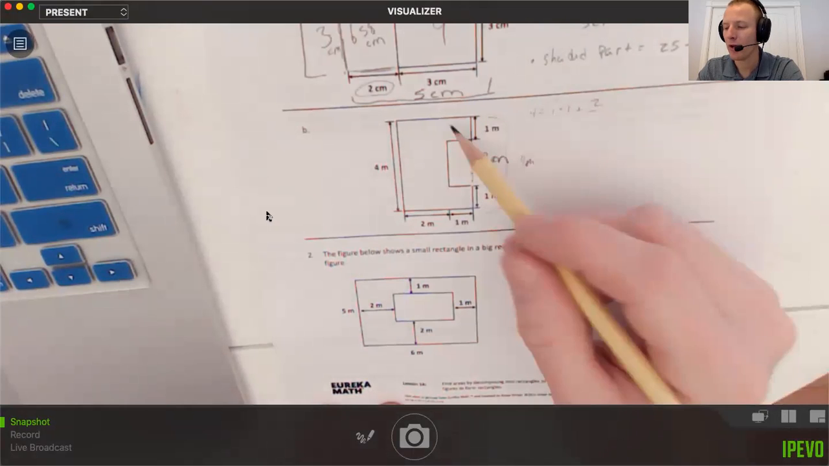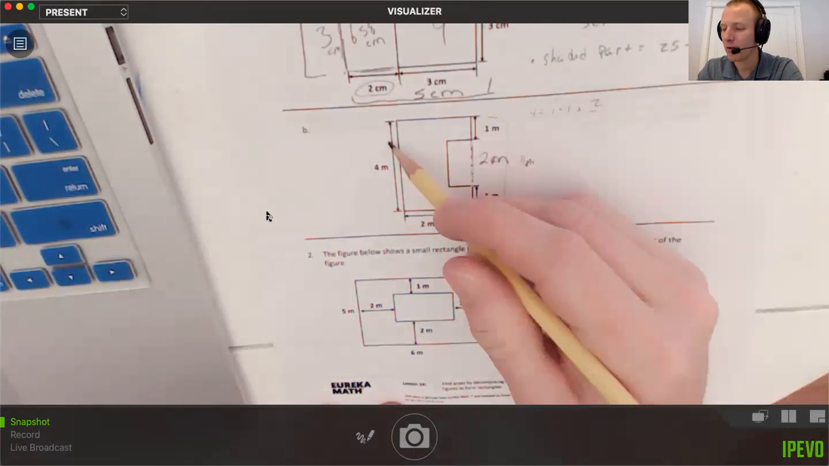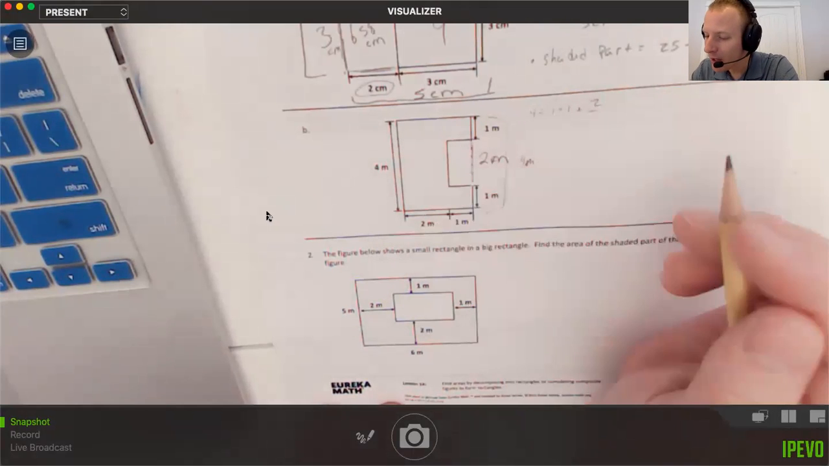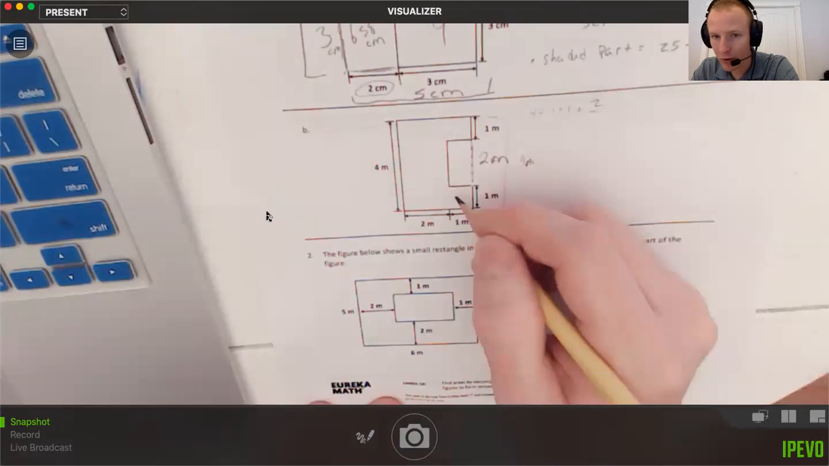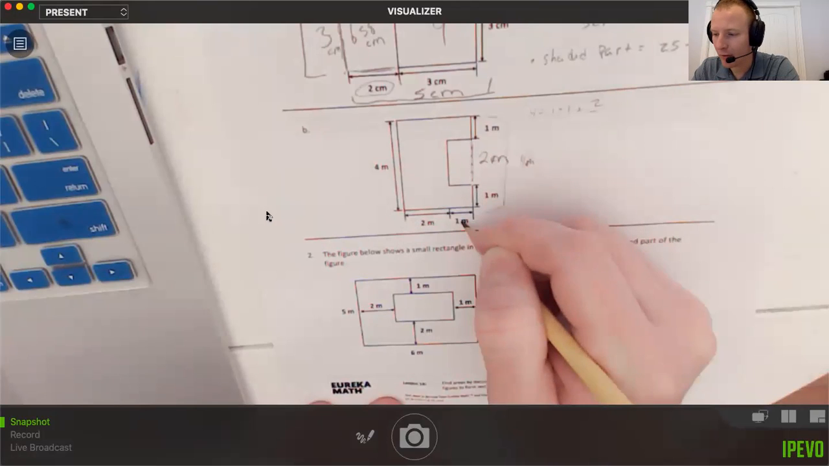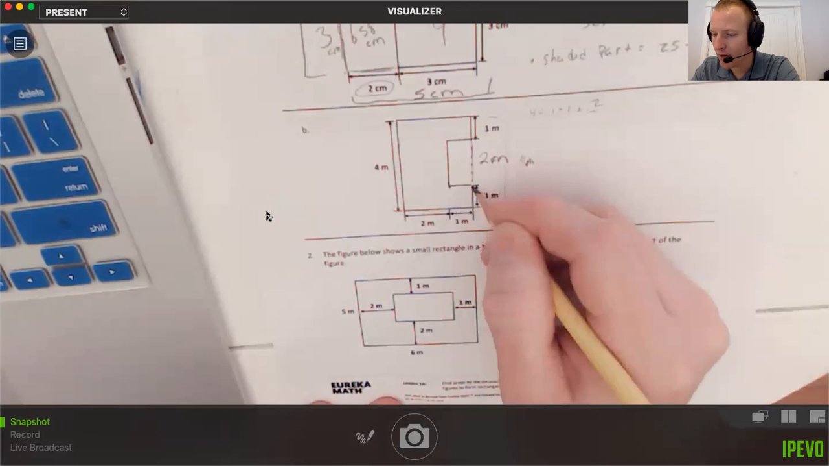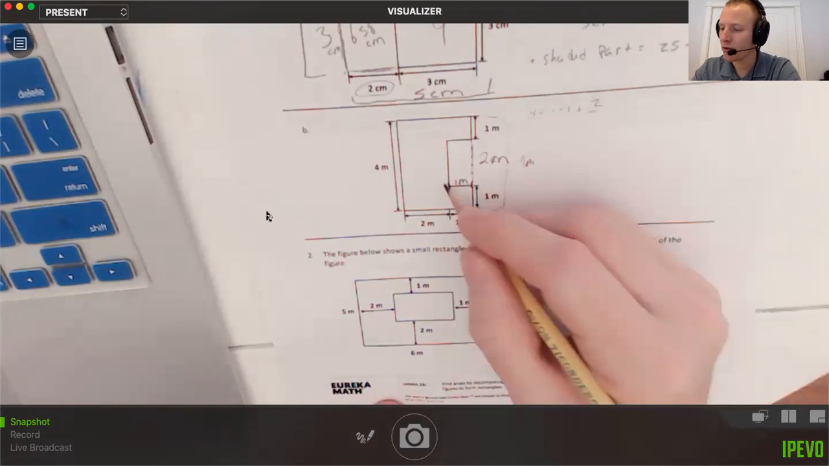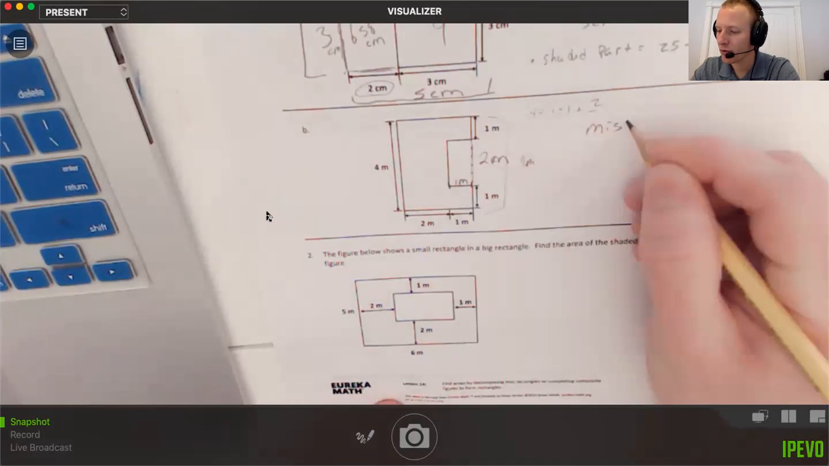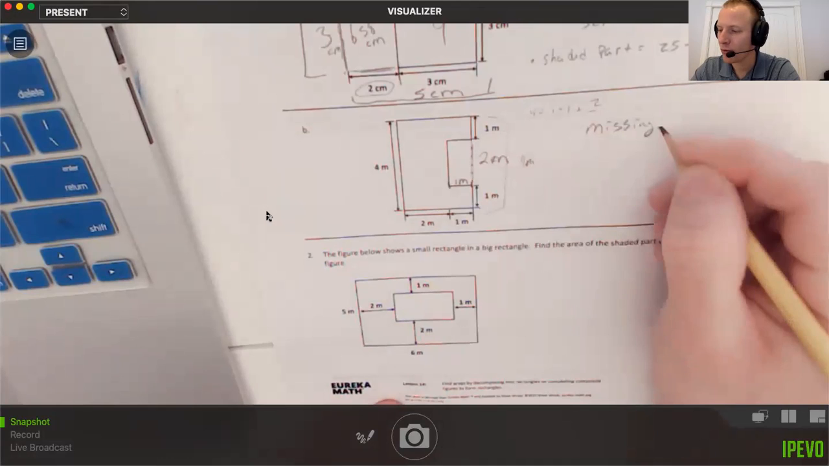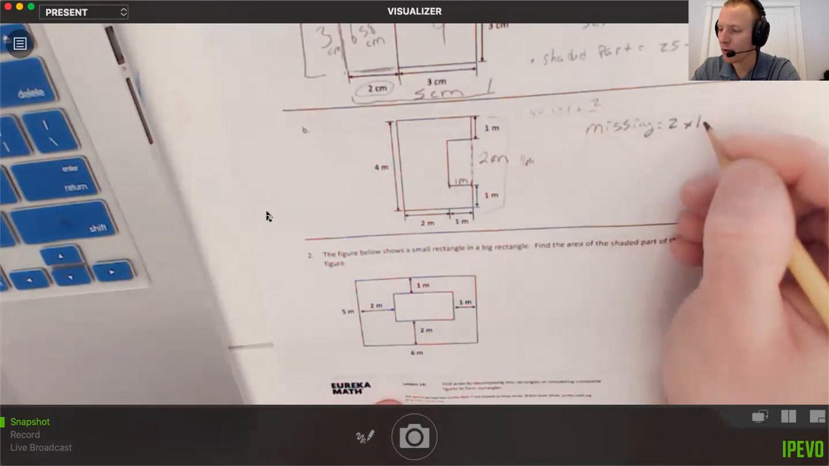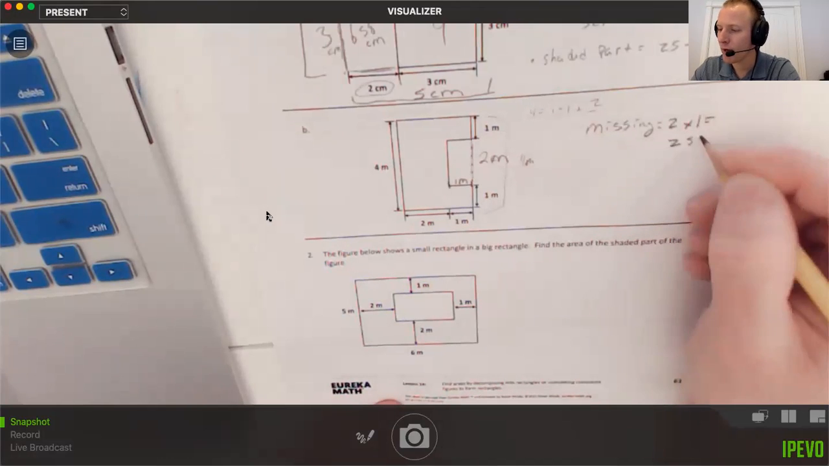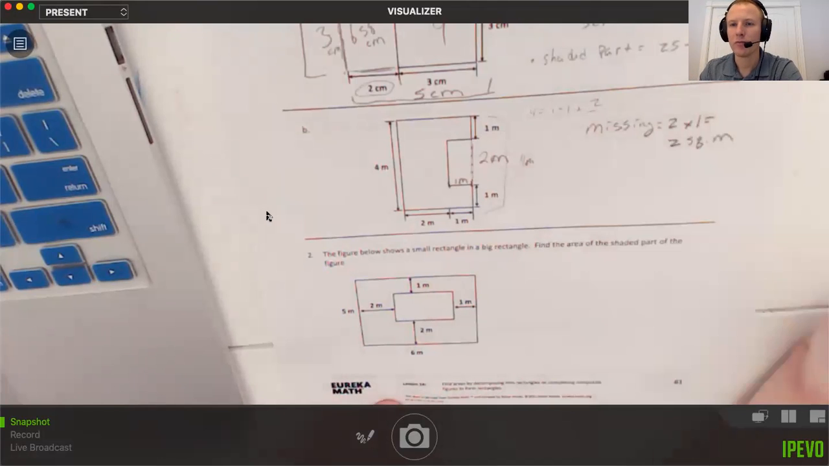Right? I know that this side length has to match that side length. Okay. And they told me down here, if you look down here, it's saying that from there to there is 1 meter. So I'll label it again up there. So 2 meters, so missing piece is 2 meters times 1 meter equals 2 times 1 equals 2 square meters.